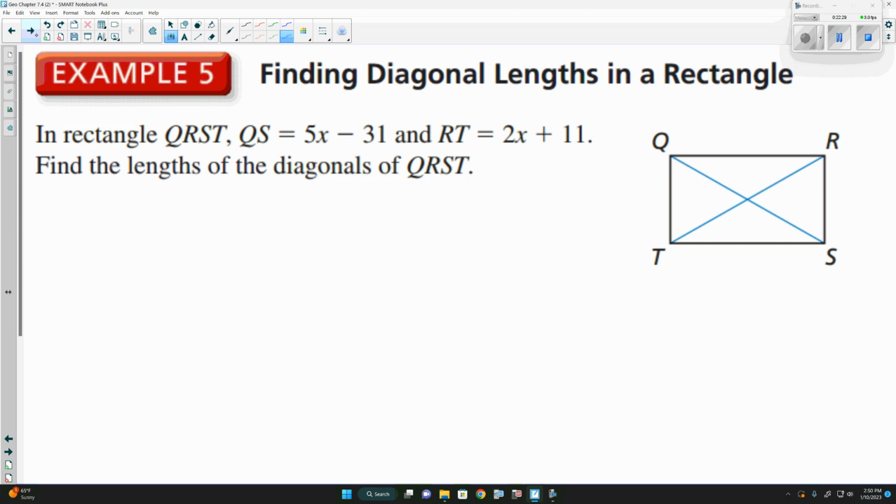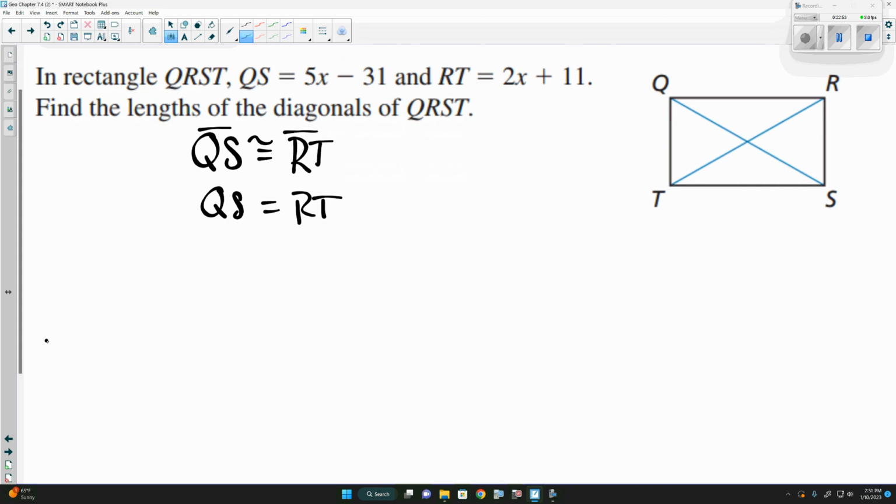So mathematically, if we were doing this by the pure mathematical rigor, we would say that they are congruent. So we'd say the line segments are congruent. And if the line segments are congruent, it means that QS is equal to RT. Well, what is QS? 5x minus 31, and RT is?